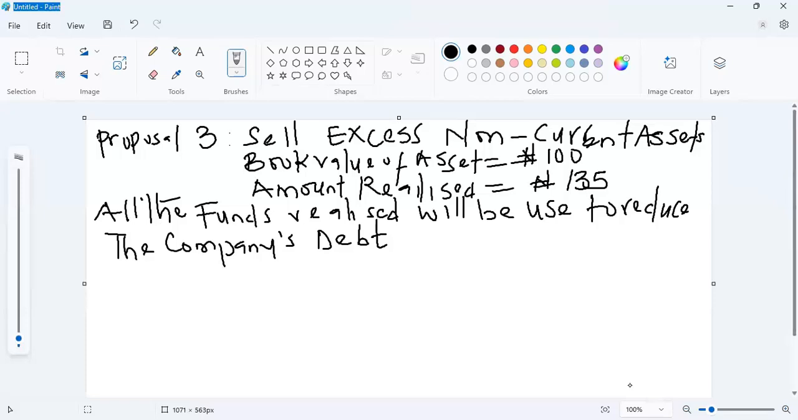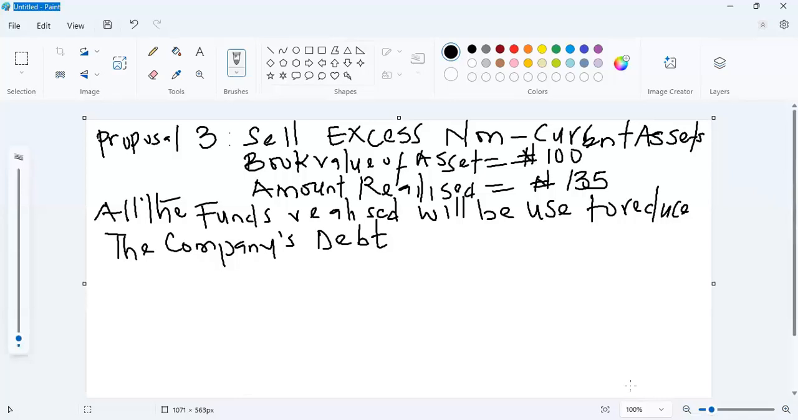So what is the impact of this now? That means the company's debt will reduce by 135 million. Is that not? Hello? Yes, sir. Now, if the company's debt reduces by 135 million, what happened to our interest expense? It reduces. Thank you. That is what we call interest saved.